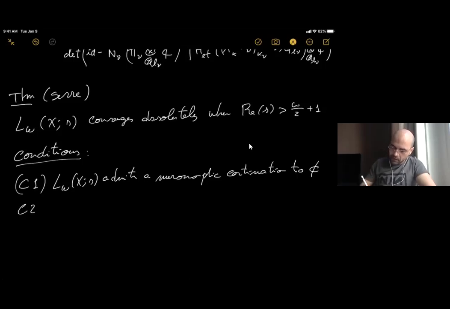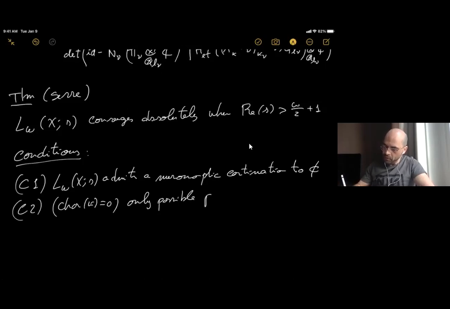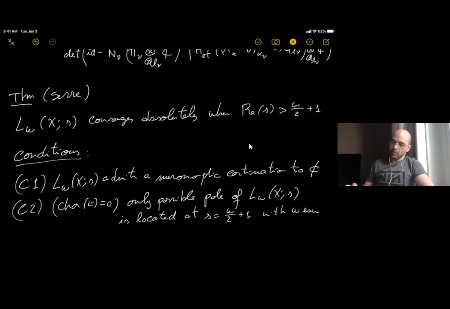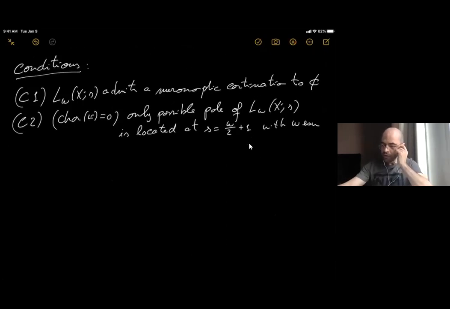And second, something only in characteristic 0, is that the only possible pole of this L function is actually located at this point, s equals w over 2 plus 1, with w being an even number. Okay, so those conditions are known in many cases.